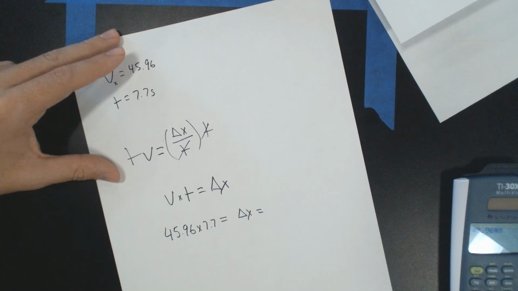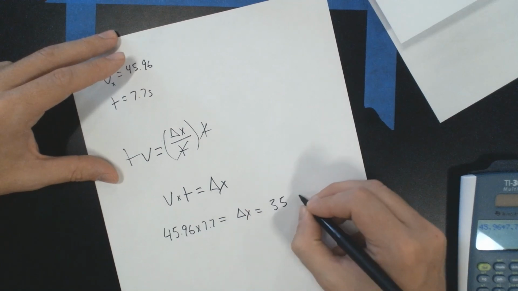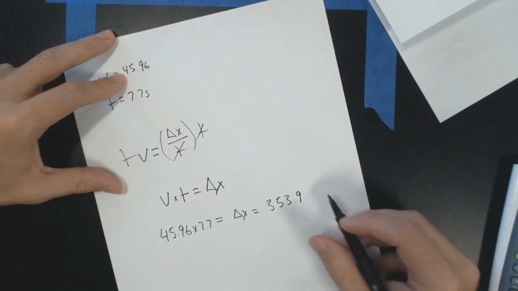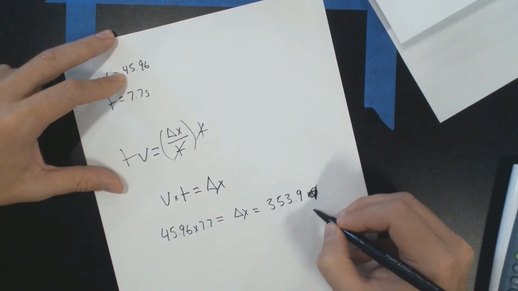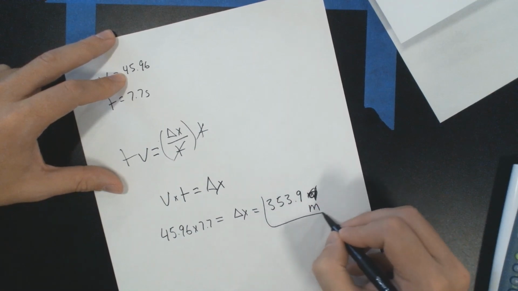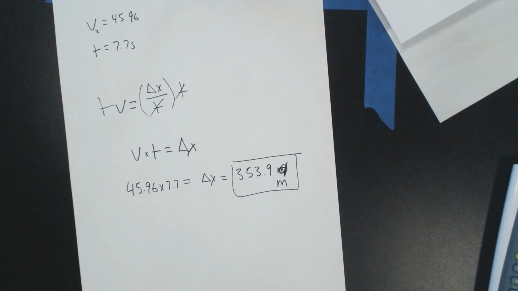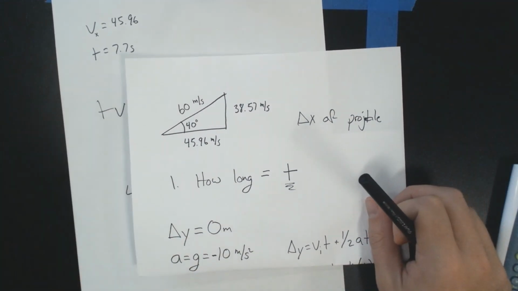And so my total change in position is going to equal a fairly large number. Here we go. 353, basically 0.9. And that's just meters. So this is the total distance that the ball will travel given the information that I had right here.